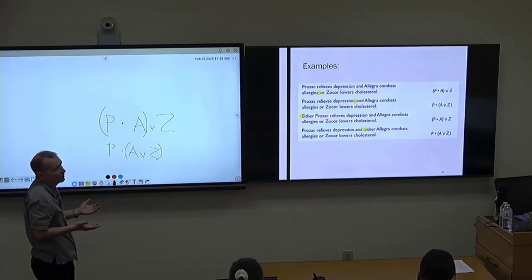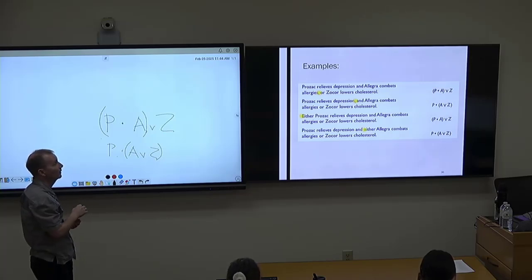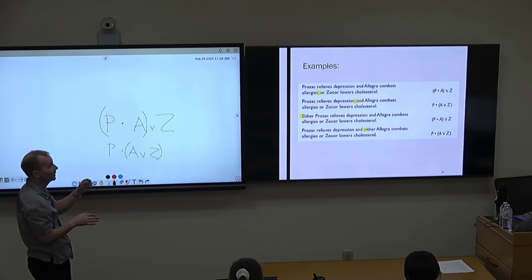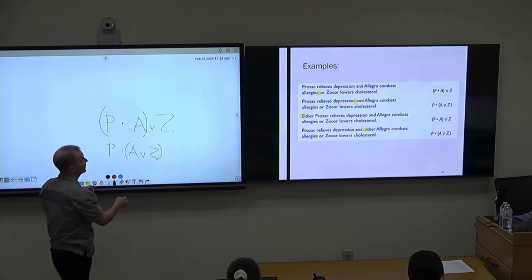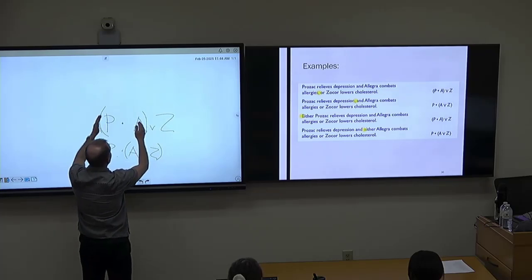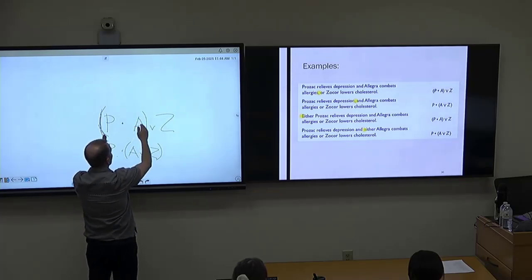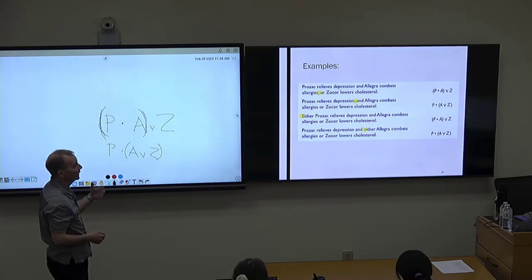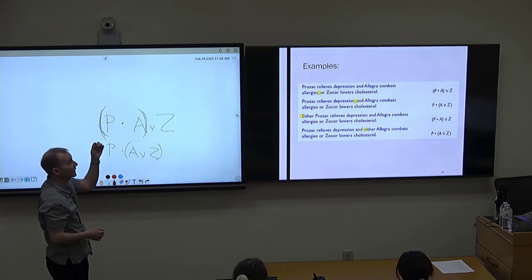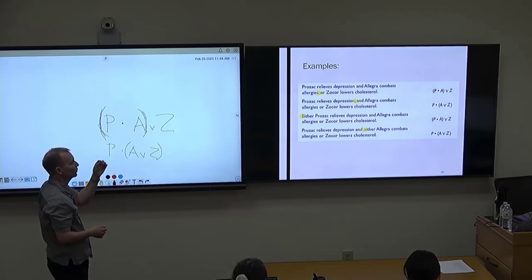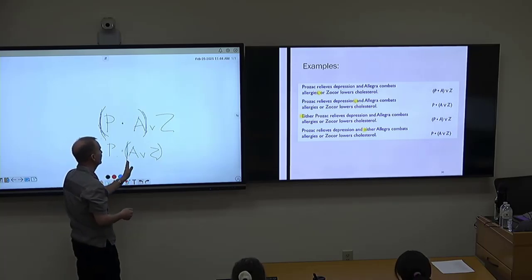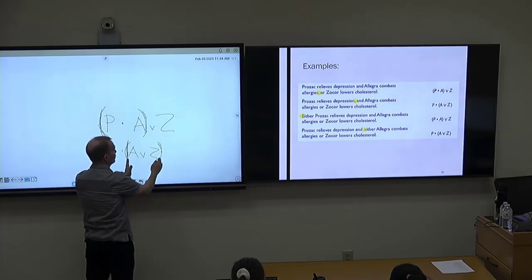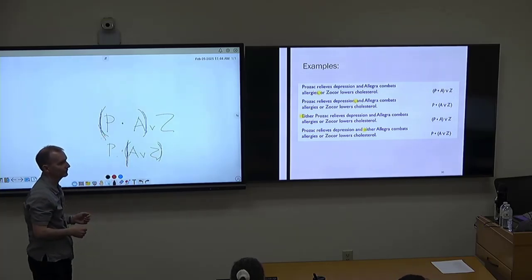Okay, sometimes you may not have a comma. So what do you do then? The word either helps you too. Either Prozac relieves depression and Allegra combats allergies. Either shows that there should be a parenthesis, so it goes like this. On the other hand, Prozac relieves depression and either Allegra combats allergies or Zucker lowers cholesterol. Now the word either is here, so you have to put the parenthesis like this.